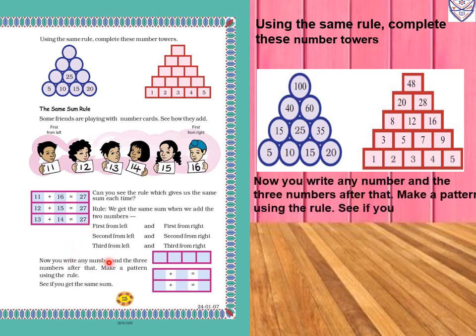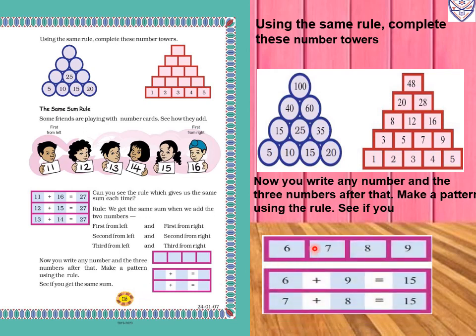Now you write any number and the three numbers after that. Make a pattern using the rule. See if you get the same sum. First we will write the number; any number we can write here. So 6, 7, 8, 9. First from left is 6, then first from right is 9. 6 plus 9 we will get 15. In the second step, second from left is 7, then second from right is 8. 7 plus 8 we will get 15. Okay, so here we got the same sum.